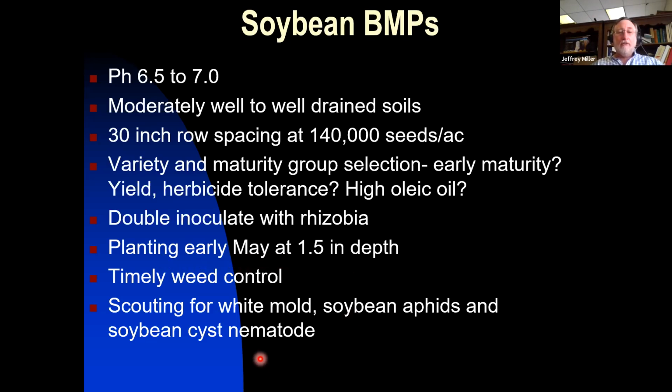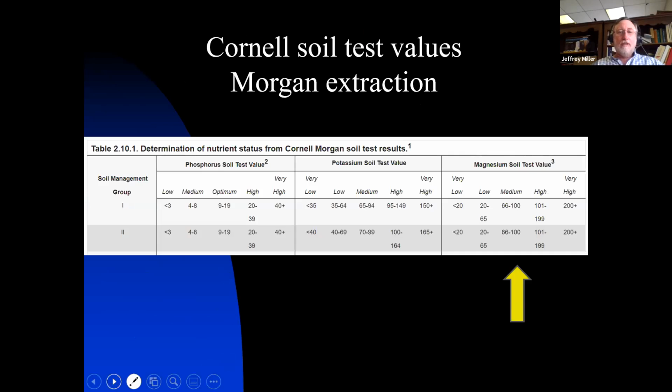Timely weed control is very important to yield. And then scouting for the major pests, white mold, soybean aphids, soybean cyst nematode, is very important to overall production. Looking at fertility, these are the soil test values for soybean production. If you look at these categories, the phosphorus and potassium are very similar to what we saw before. But soybeans require twice the amount of magnesium. So that's something to be aware of.